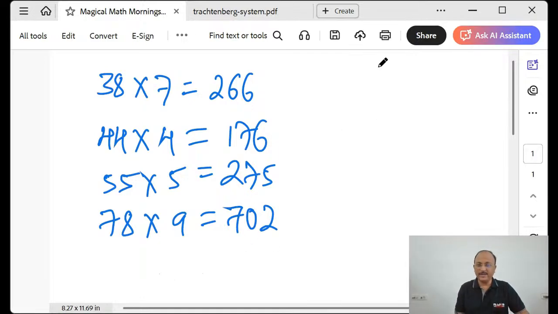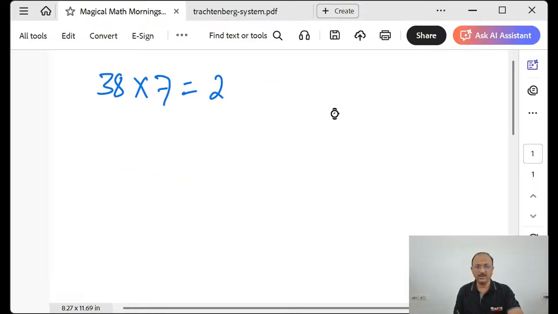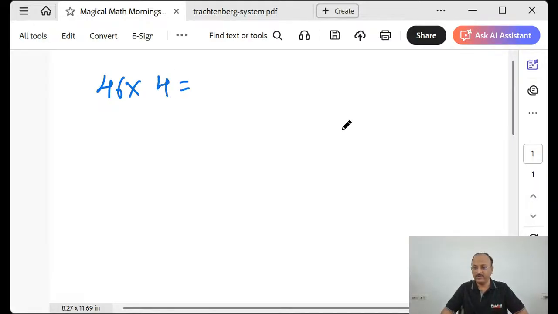Shall we practice a little bit? I will ask you the questions. Be ready with your chat keyboard. Let's see how fast you are going to type. Let's start with simple numbers. 46 into 4. Type it fast. Who will type fast? Let's see. 46 into 4.